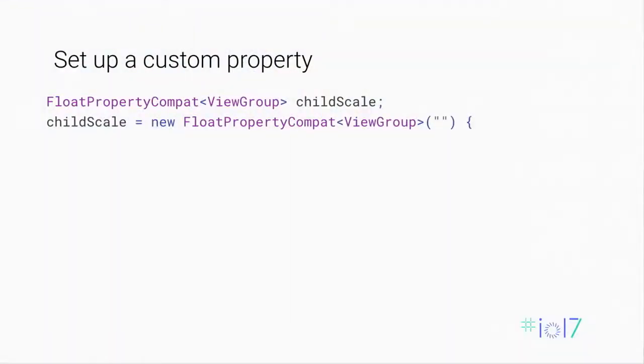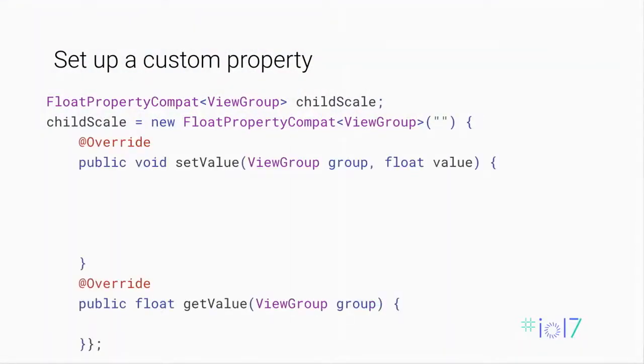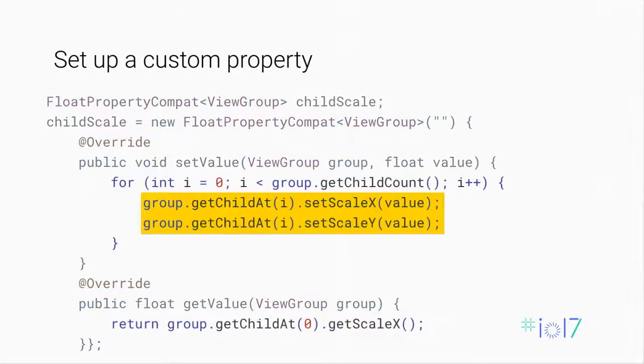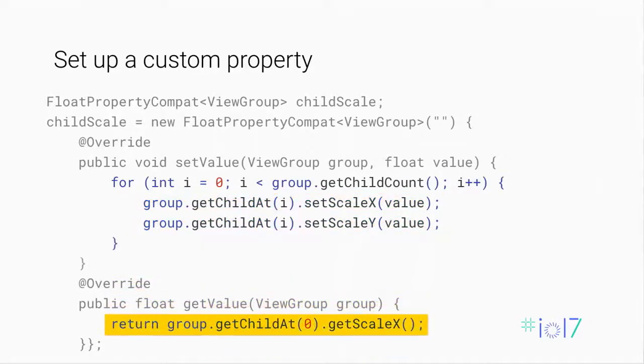Here, we're going to create a custom property using FloatPropertyCompat. And we're going to have to override the setValue and getValue. Whenever the child scale changes, we will receive this setValue callback. And in that, like we mentioned, we're going to pass down the change to all the children and then change their scale X and scale Y property uniformly. And in the getValue, well, since we're assuming all the children to have the same scale, we can just return the scale of any child. In this case, we'll just return the first child.